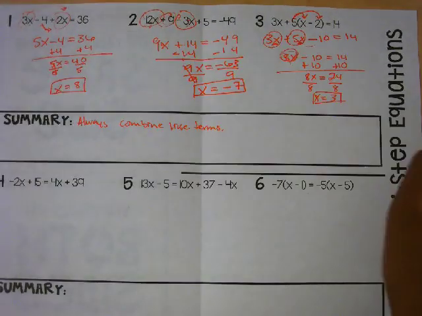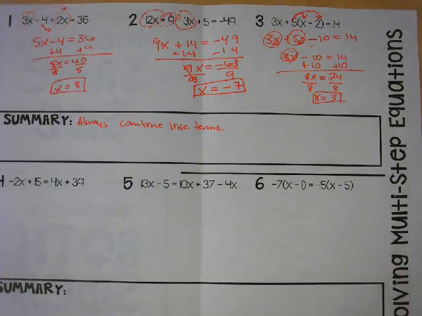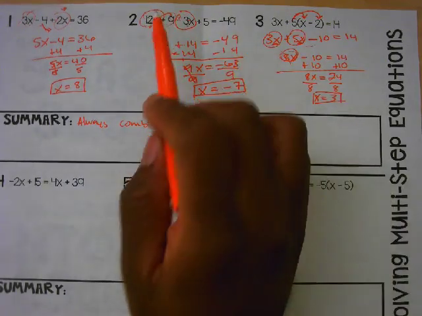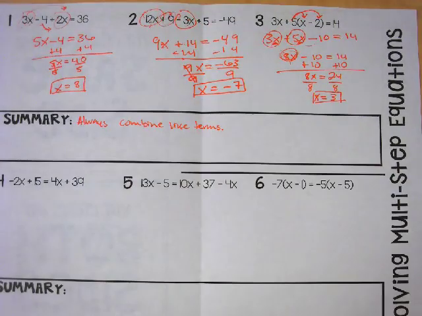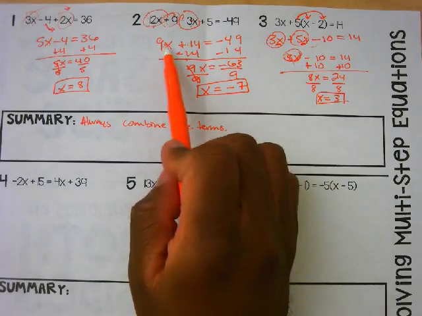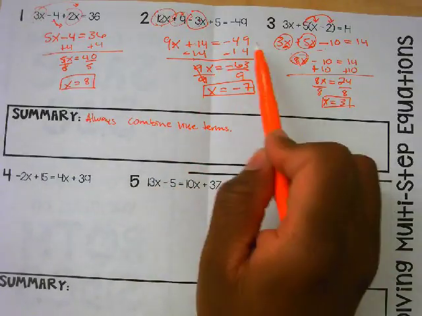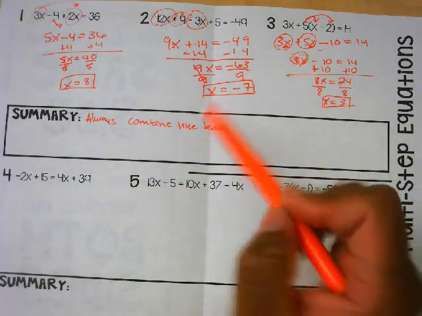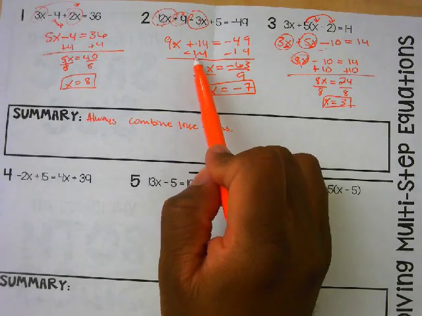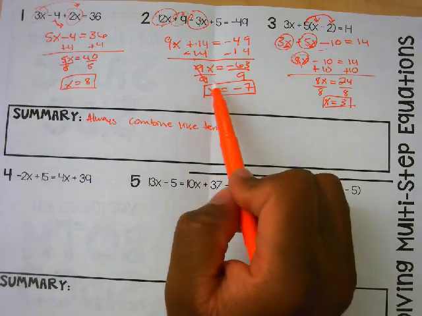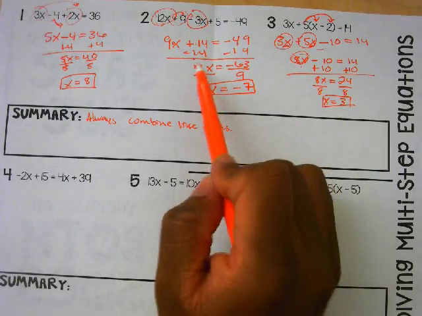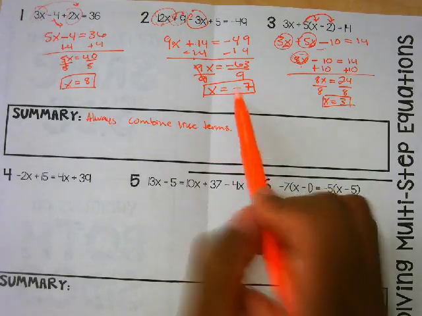Okay, so these three types of problems, those are examples of the 7th grade TEK, or the 7th grade standard, in which you guys were supposed to learn how to solve a two-step equation. And so even though we have to combine, it's still a two-step equation here. 9x plus 14 equals negative 49. That's a two-step equation. The first step is to add or subtract, and then the second step is to multiply or divide. In this case, we divide, and we get our answer.